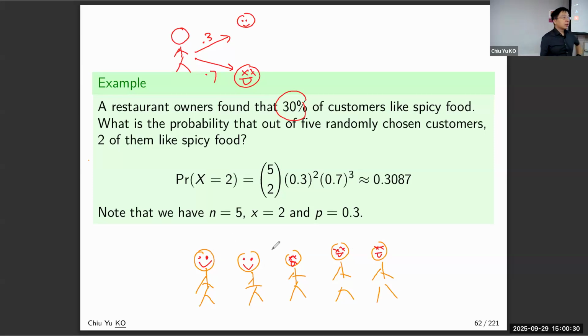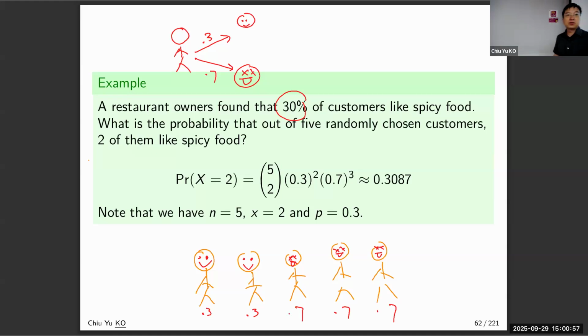Okay. If it's just this, right? The first one likes it, the second likes it, the third and the fourth don't like. That's very simple, right? Because if we just follow this one order, then we just have 0.3, 0.3, 0.7, 0.7, 0.7. You just multiply them. End of story. Nothing more, nothing less. But the problem is we don't care about the order, right?